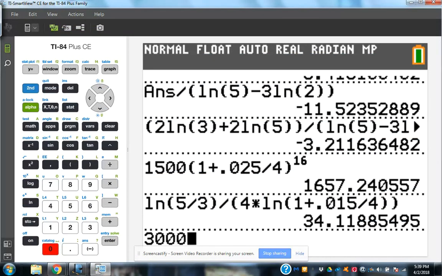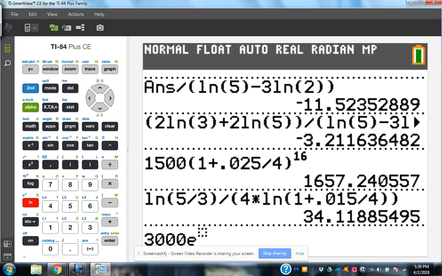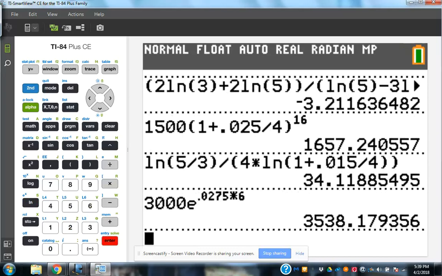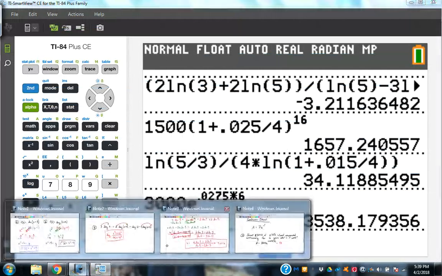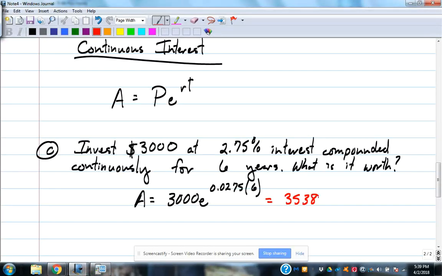3,000. E, to get E on the calculator, you're going to hit second natural log, 0.0275 times 6, the exponent in there. So we gain $3,538.18. That's pretty good for doing nothing.